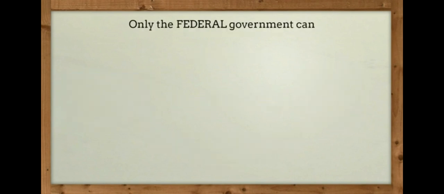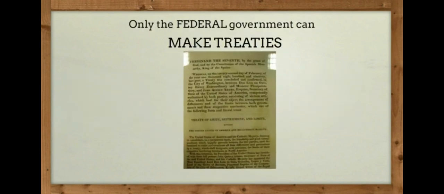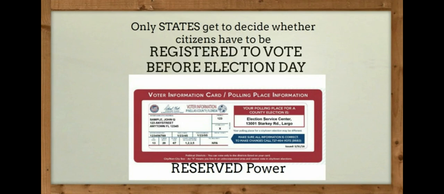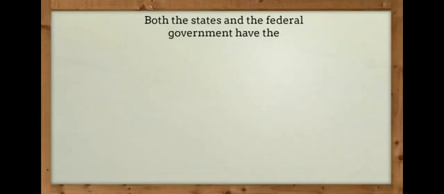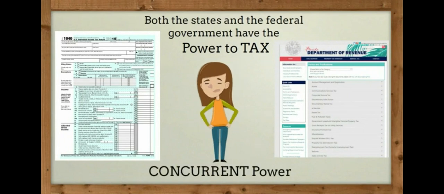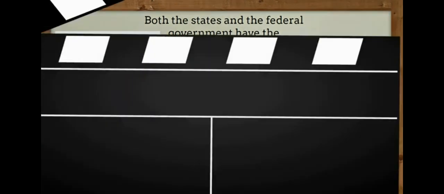For example, only the federal government can make treaties, which is an enumerated power. But remember, in the system of federalism, states have powers too. For example, only states get to decide whether citizens have to be registered to vote before Election Day. According to the Constitution, though, both the states and the federal government also have some powers in common. For example, both have the power to tax citizens. These are called concurrent powers because they have the power at the same time and both can use that power.